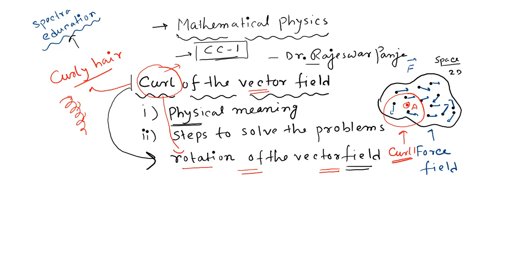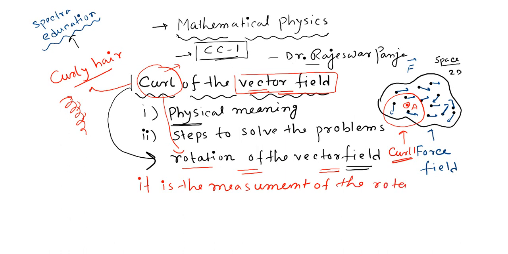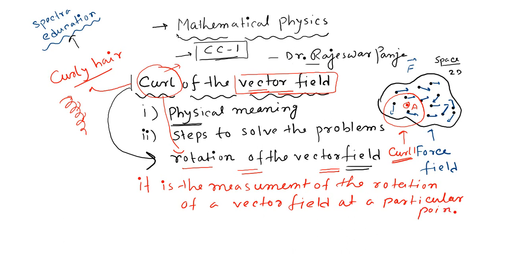That means it is related to the rotation of that vector field, or in other words, it is the measure, or the measurement, of the rotation of a vector field at a particular point. Why have I written at a particular point?